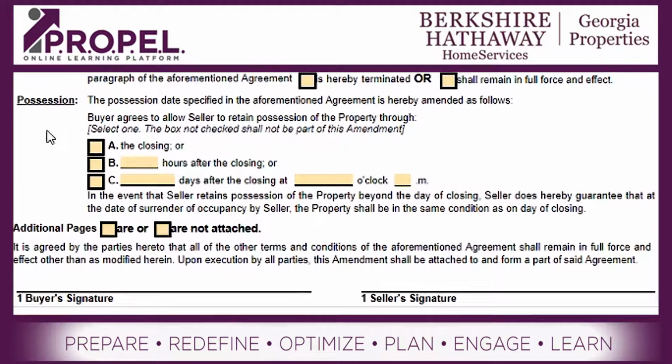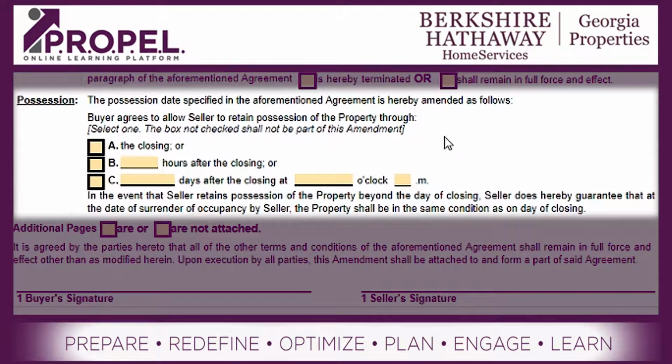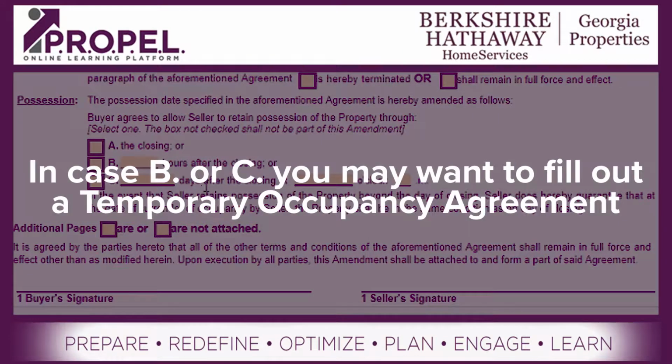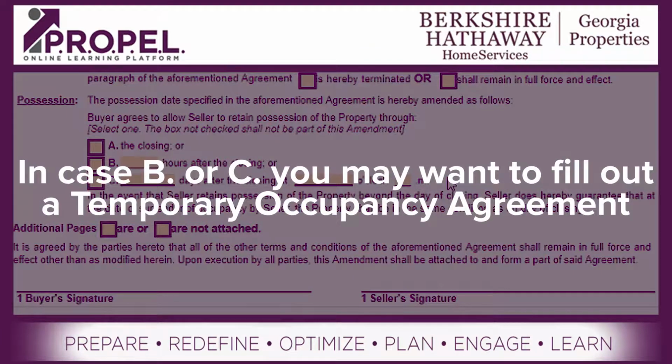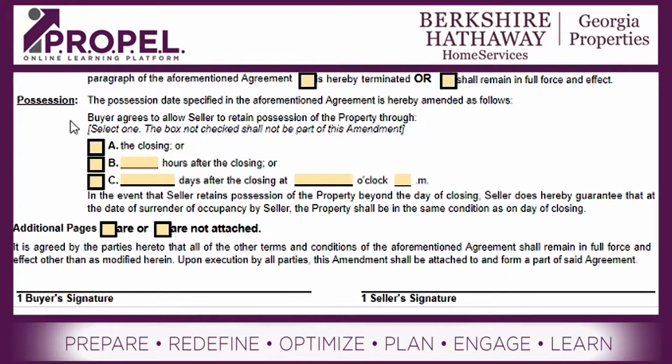And then if the possession was to change from the original contract, it was, let's say, closing, and now it's going to be a number of hours after closing or a number of days, then you would need to do that. In case B or C, you would want to perhaps fill out a temporary occupancy agreement, but I would encourage you to talk to your broker about that situation should that happen.